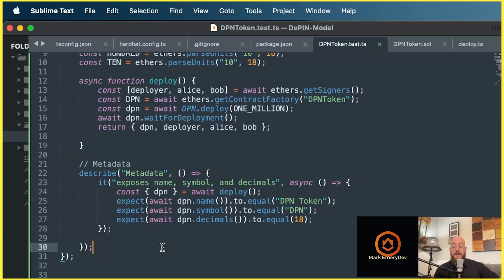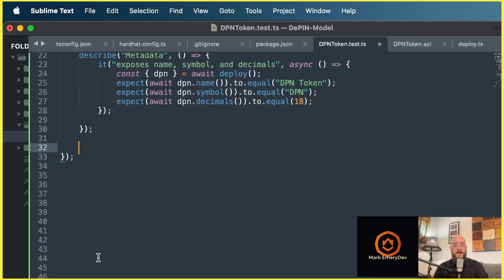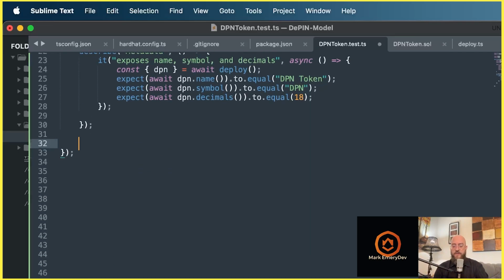Okay, so we'll come down after 2 of those closing brackets. Let me get you up nice and high there. So there's our metadata block. You can see that. I'm going to make sure we got the screen working well here. Yep. So what would be next? How about supply and balances?